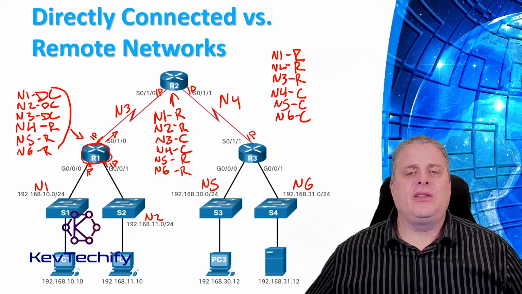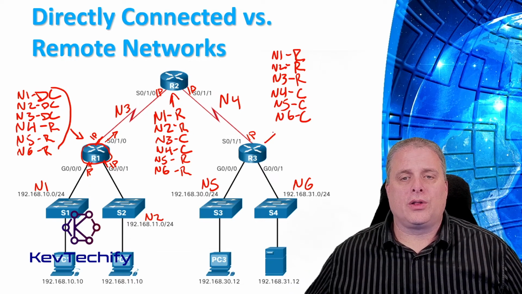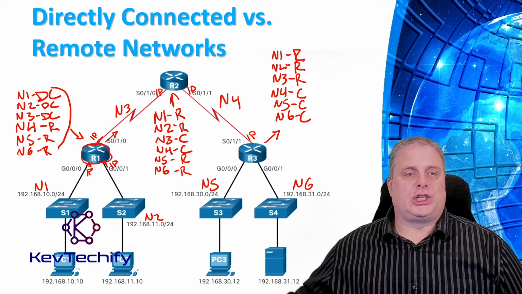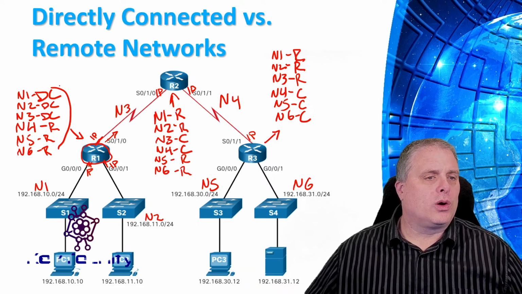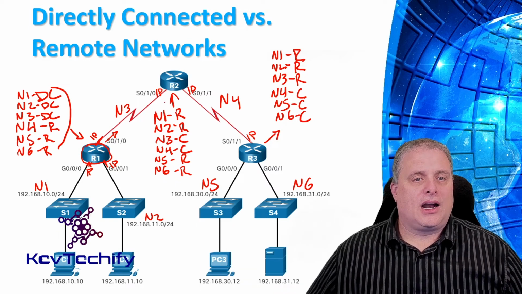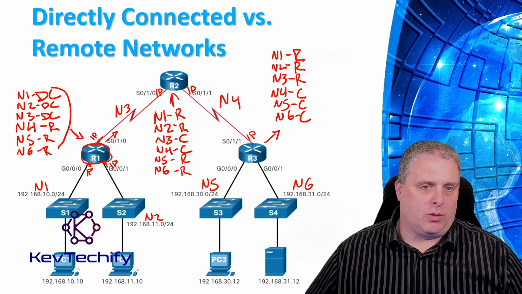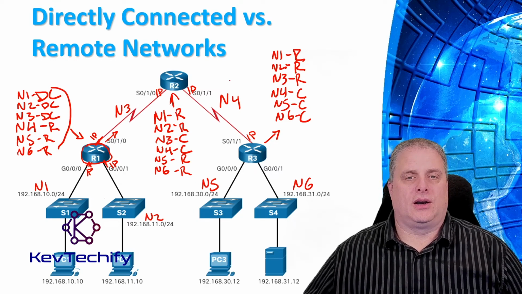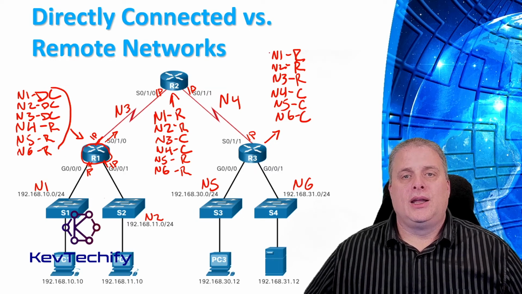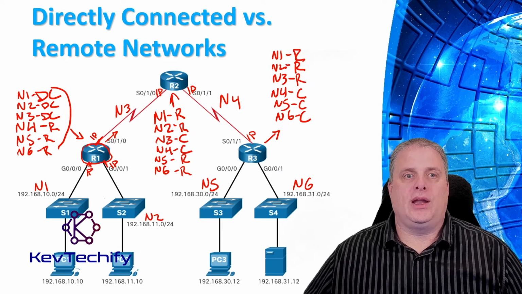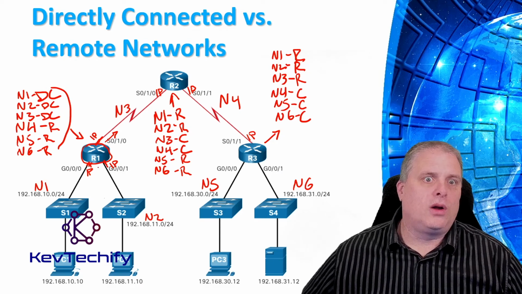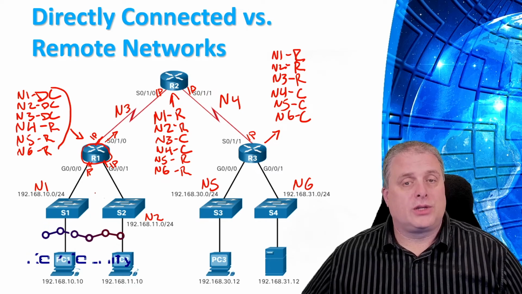And if we compare this across, looking at all three routers, these networks change. On R1, network 1 was directly connected. On R2, network 1 was a remote network because we had to go through R1 to get there. And if we look at R3, network 1 here is a remote network. We had to go through R2 and then R1 to finally get there. They're not directly connected.